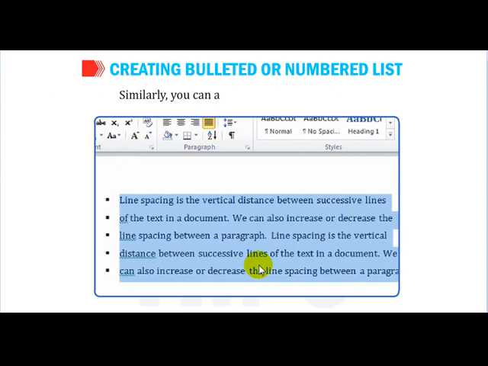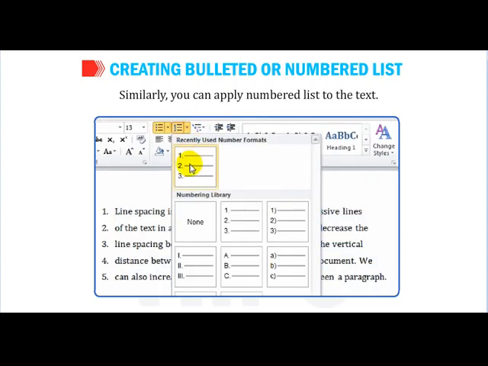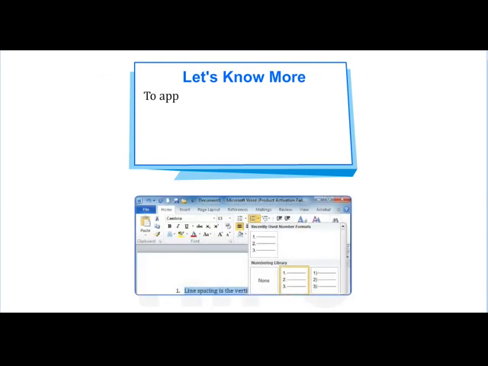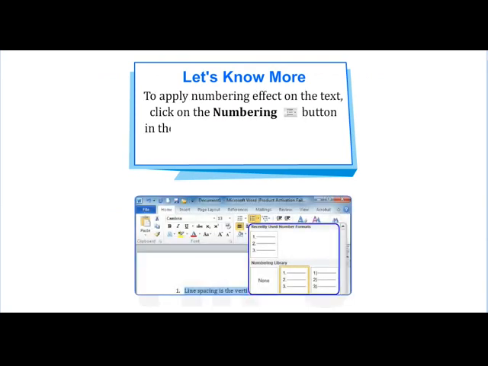Similarly, you can apply numbered list to the text. Students, note that to apply numbering effects on the text, select the numbering button in the Paragraph group and select the list style of your choice.